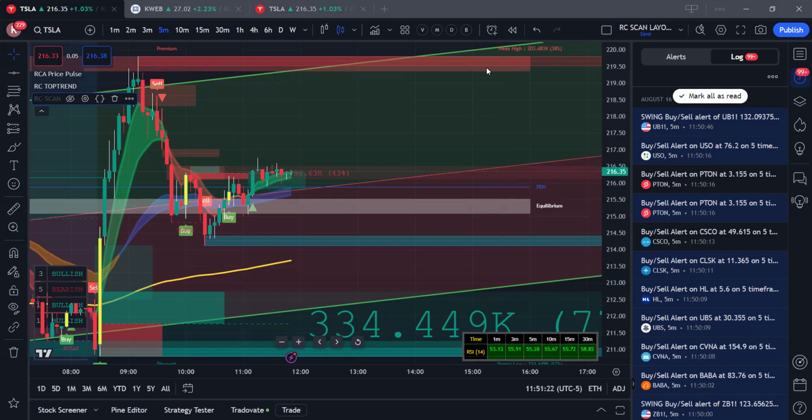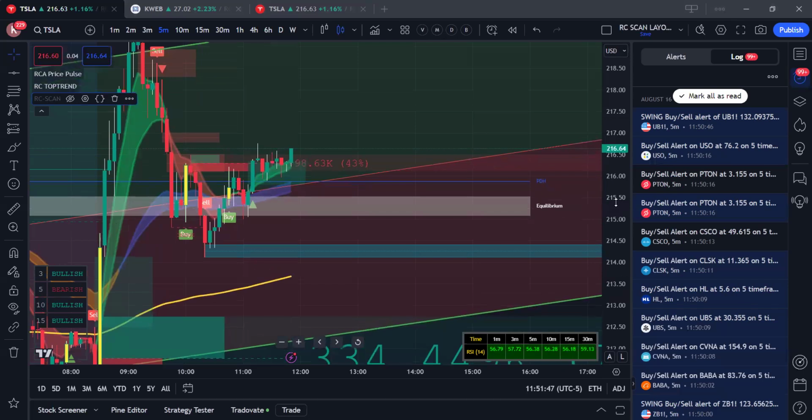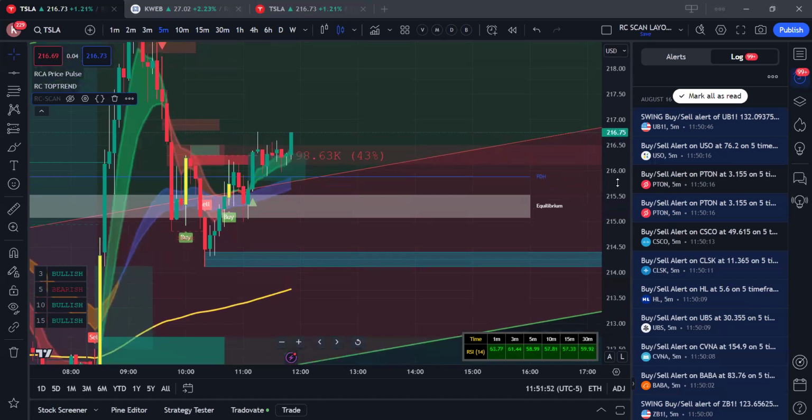Bull put spread means always you have to sell the higher puts and buy the lower puts. We sold 217.5, we bought 215. Yeah, we are holding Baba, we are holding everything. Tesla is moving good.